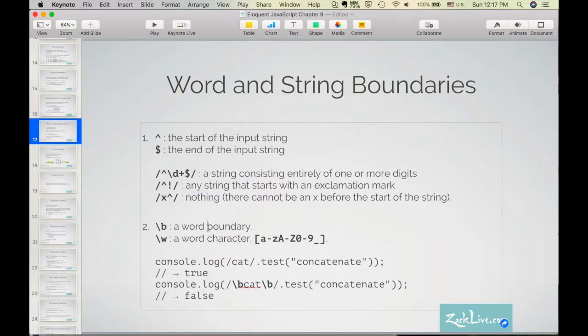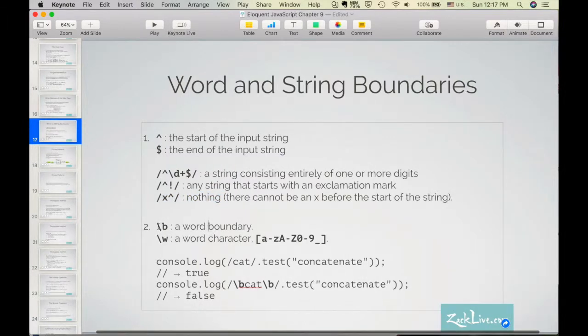Okay? And secondly, we have a word boundary, which means all the special characters such as commas, periods, and spaces, and it's the opposite of the word character. So the word character consists of A to Z, both lower and upper cases, the numbers 0 to 9, and underscore.